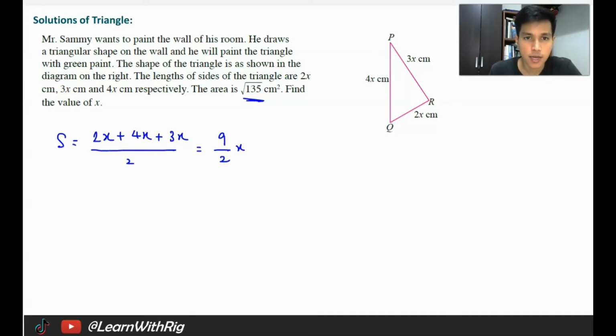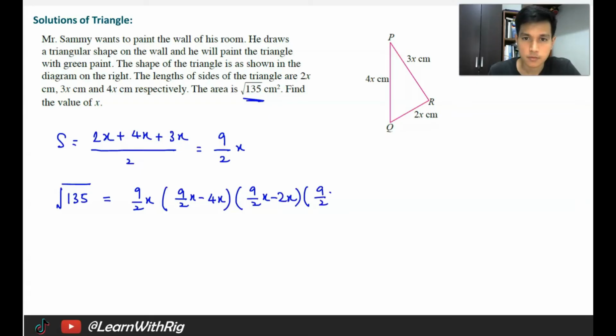Now you want to find your area. Since they already gave you the area, you write square root 135, the area, is equivalent to 9 over 2x times 9 over 2x minus the length, right? So 4x, and then 9 over 2x minus 2x, 9 over 2x minus 3x. Then don't forget the square root.